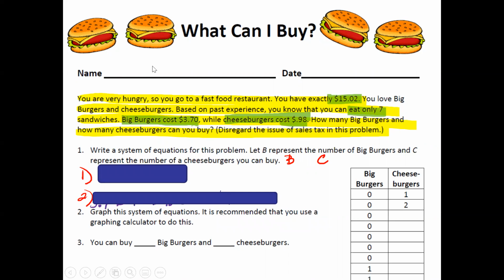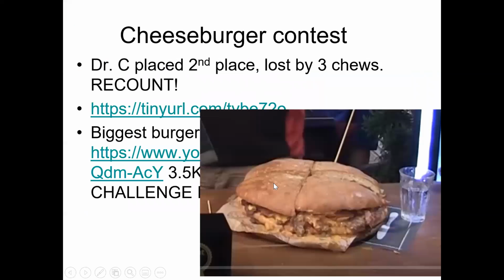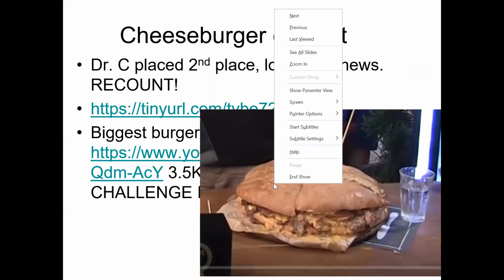So hopefully you highlighted this information the same as I did. So the first thing I'm going to do is write a system of equations for this problem. We're going to have B represent the number of big burgers and C represent the number of cheeseburgers in the buy. So B plus C has to be either equal to or smaller than 7.